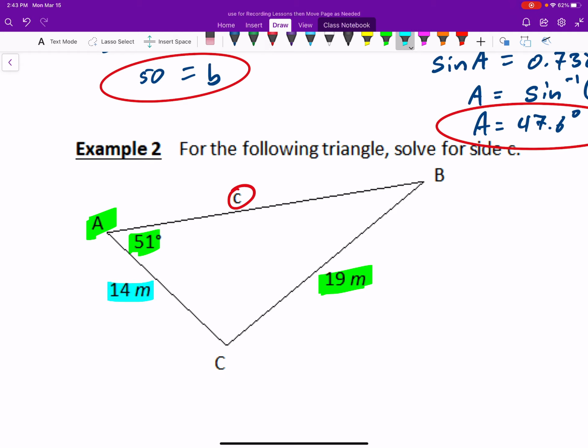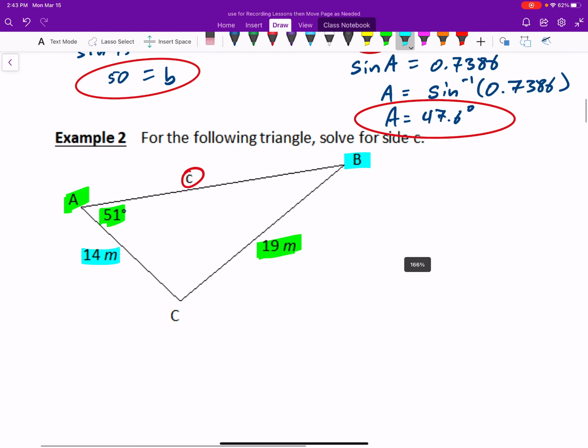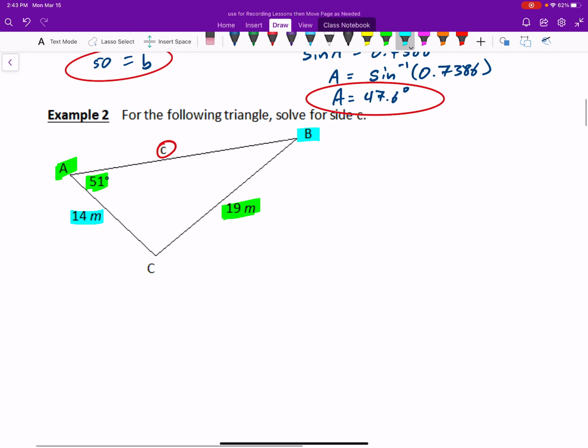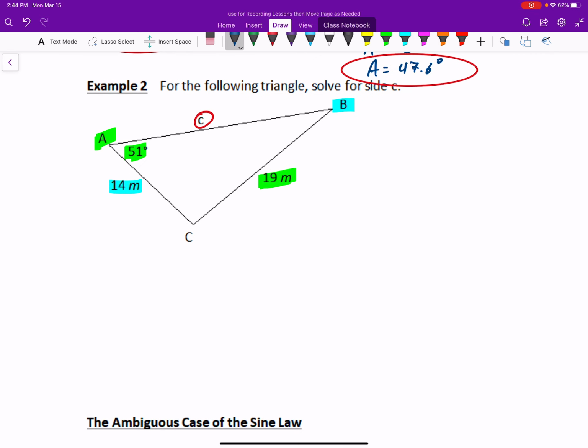So sometimes I have to find extra values so that I can then get to what I want. In order to find side C, I'd have to know angle C, and in order to get angle C, I have to know angle B first. So I have to do a couple of calculations. I'll start with A and B. To find angle B, I'd do sine B over 14 equals sine 51 over 19. I'd bring that 14 to the top of the other fraction and work out what that is.